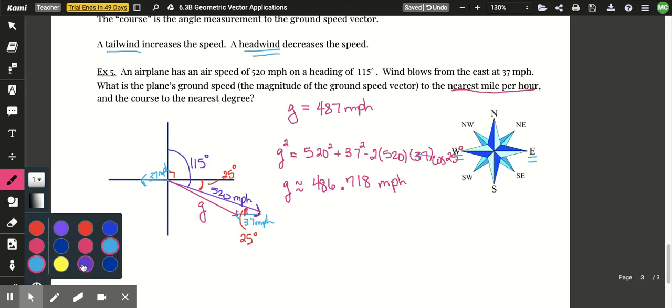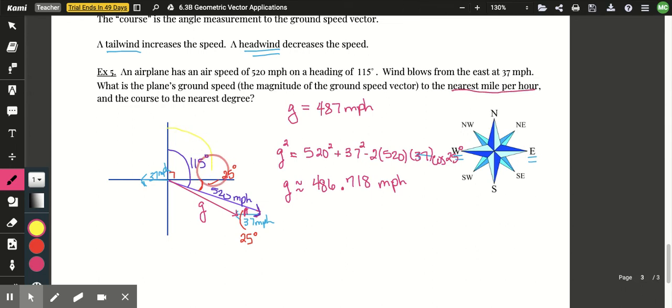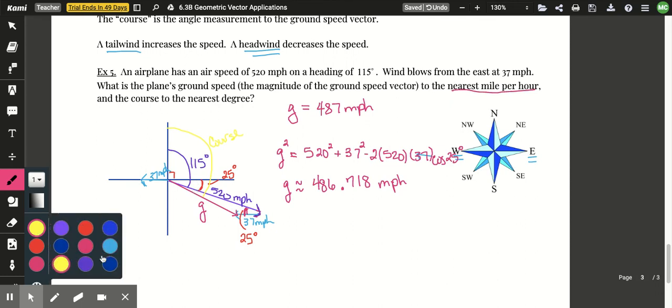Going back to my picture, I'm going to need another color. I think I'm going to use yellow. The course is going to be this angle here that goes from north to my ground speed vector, all the way over to that pink one. This is what I'm looking for. That's my course. To find that, I know that to the purple one it's 115 degrees, and then I can use that plus the little angle that's inside here to find the total course.